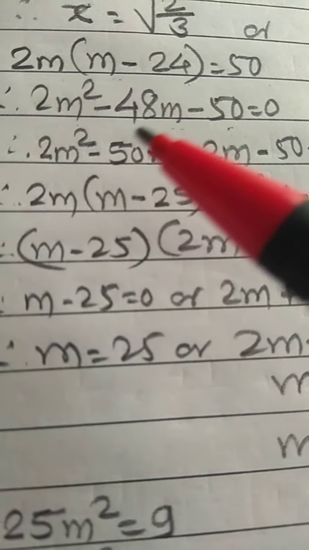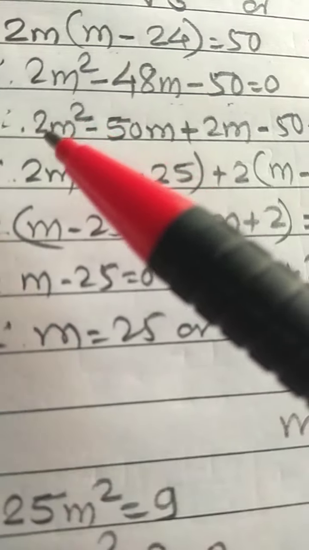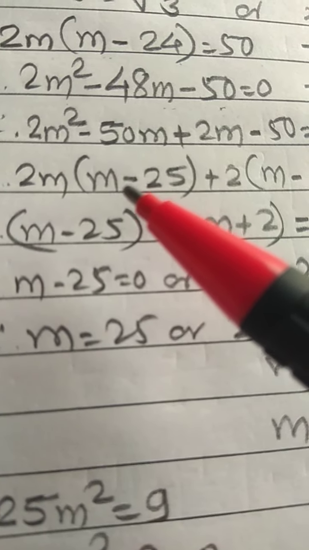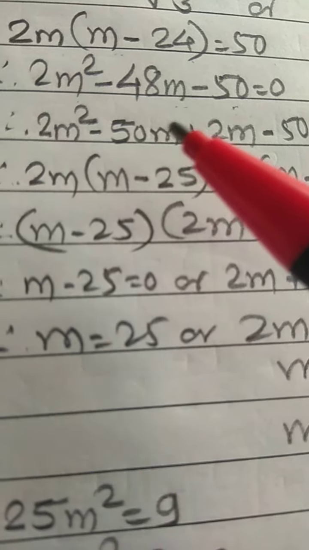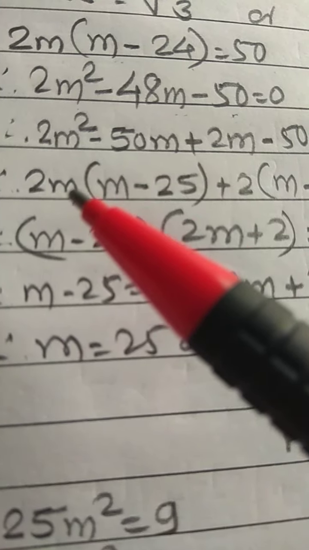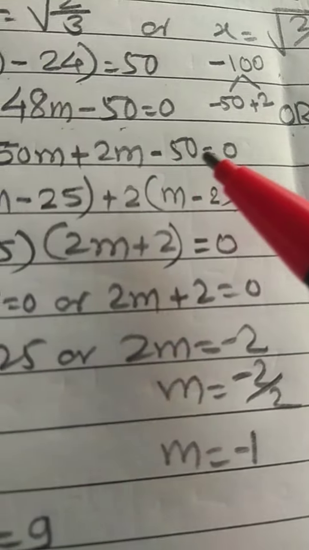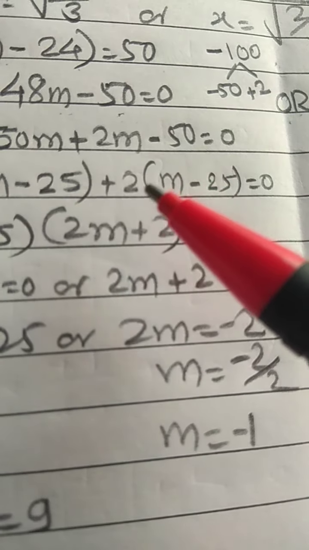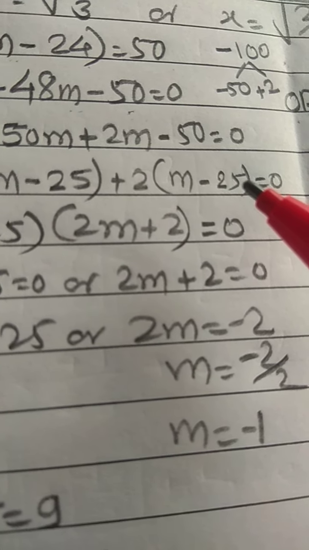So minus 48m can be split as minus 50m plus 2m. We can take out 2m common from both these terms. What remains here is m. 50 upon 2 will give you 25. As we are going to take m common, what remains here is 25. From these two terms we will take 2 common. What remains here is m. 50 upon 2 will give you 25. Okay.